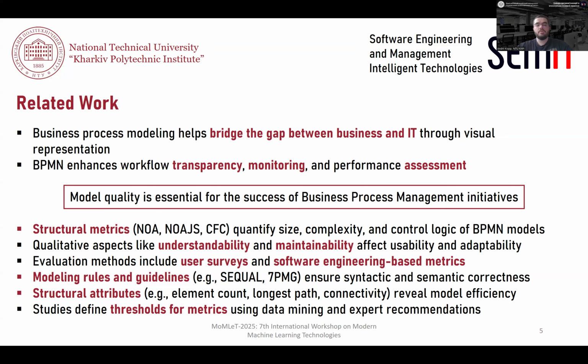Different studies also consider the use of modeling rules and guidelines to ensure both syntactic and semantic correctness of business process models. They consider different structural attributes that can reveal models' efficiency, and additionally define thresholds for metrics using data mining and expert recommendations.